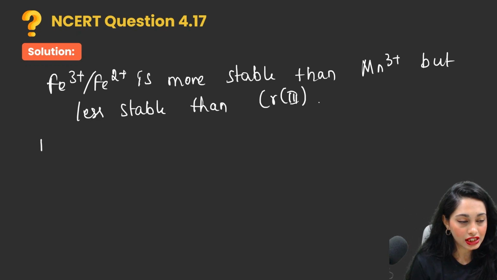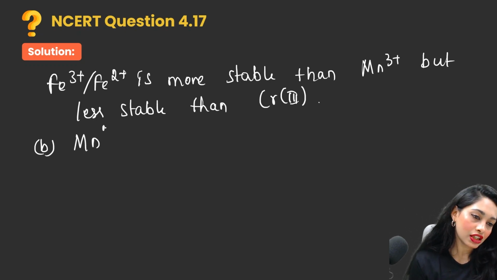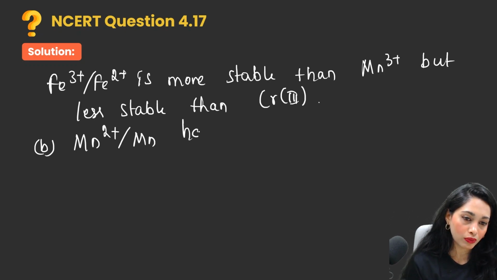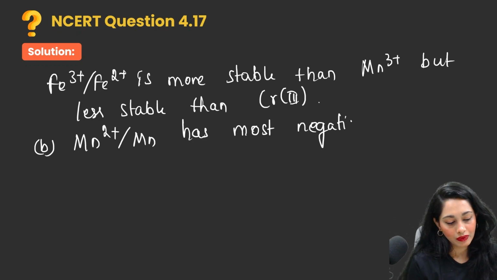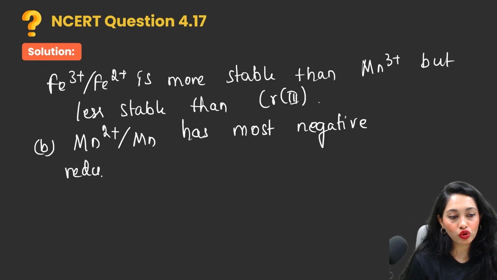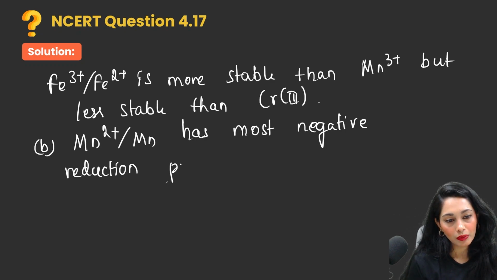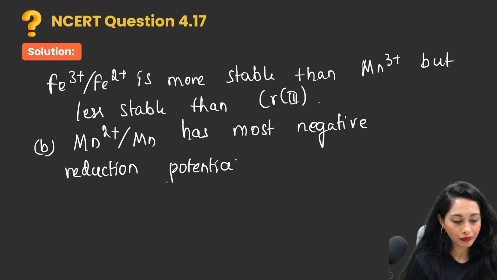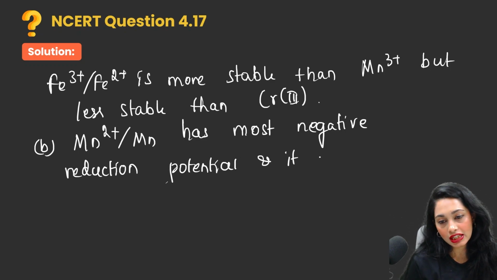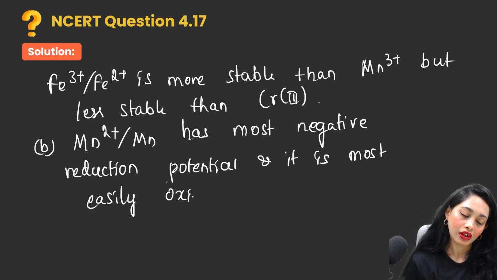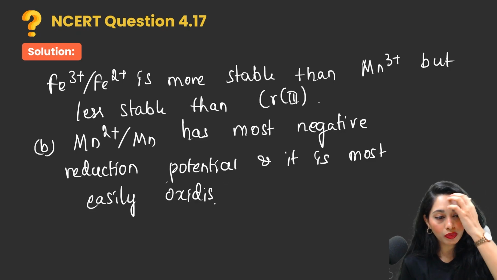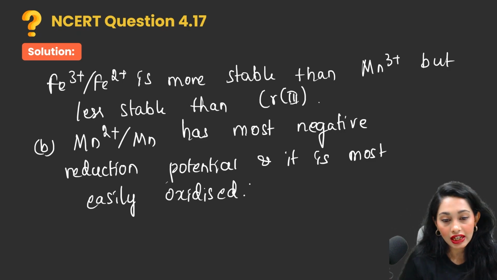Then we have the next sub question. So manganese 2 plus to manganese plus 1 has the most negative reduction potential or electrode potential. Reduction potential. You can see there, right? And it is most easily oxidized. So it has the most negative reduction potential. That's why it can be easily oxidized.